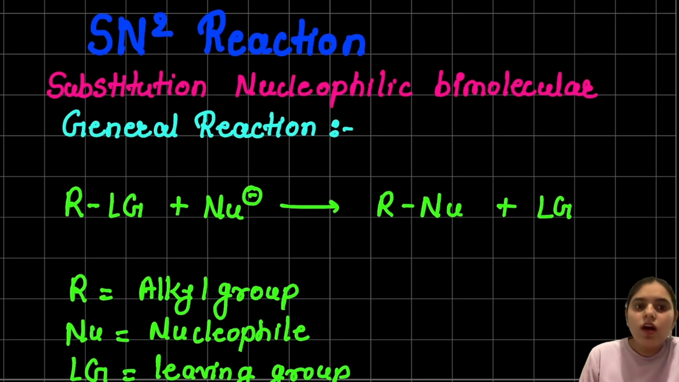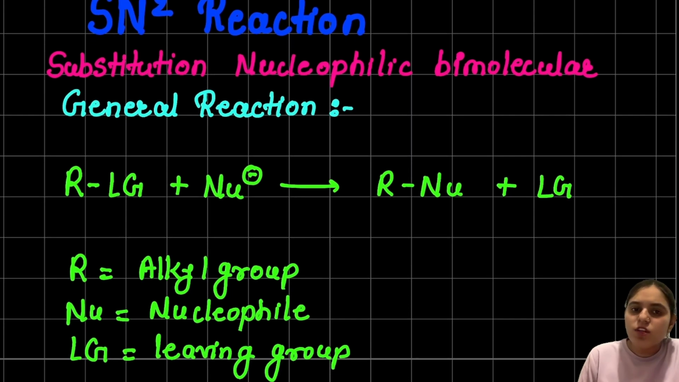Now let's move on to the SN2 reaction. SN2 stands for substitution nucleophilic bimolecular. The general reaction is R-LG plus Nu gives R-Nu plus LG, where R is the alkyl group, Nu is the nucleophile and LG is the leaving group. In an SN2 reaction, the nucleophile attacks the carbon atom. At the same time, the leaving group departs.